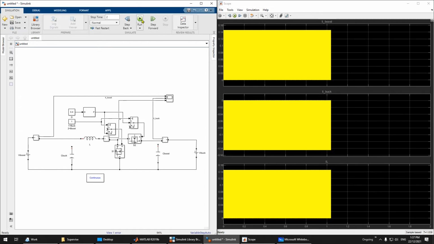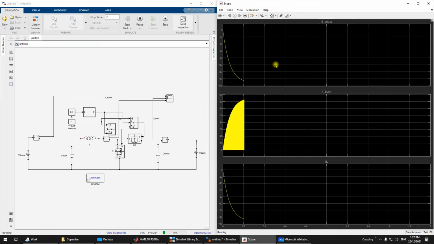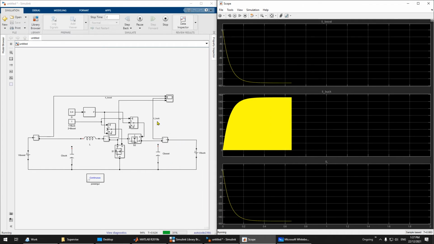But the problem is when you do this, see, there is no filtration at the I bar. So I bar is this one. So this capacitor is used for filtration.